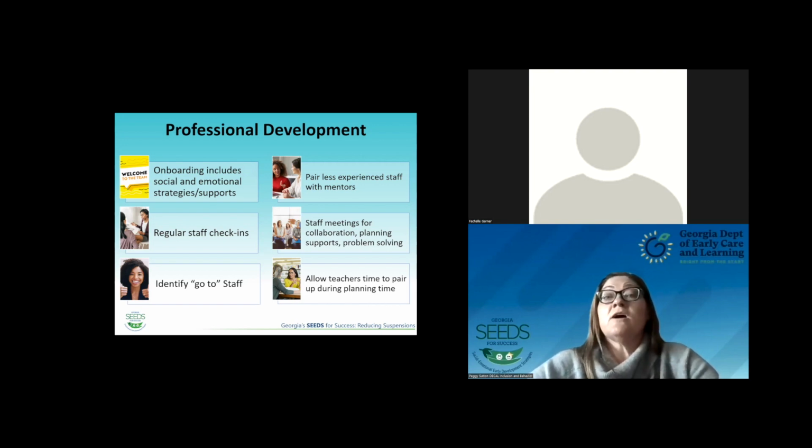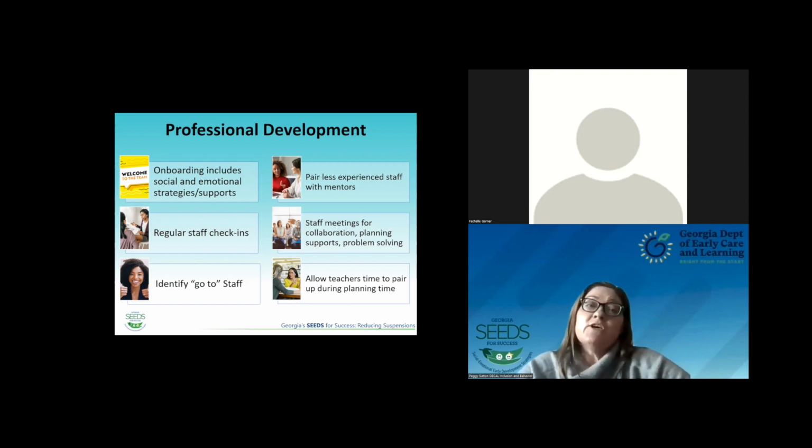You could include also with this teachers sharing strategies and experiences of working with children, and also allowing teachers to share tips and content from the professional development that they have previously attended. It's also one thing you could look at is allowing teachers to pair up during their planning time to share ideas and resources and support each other. I know that's a really meaningful time for teachers.